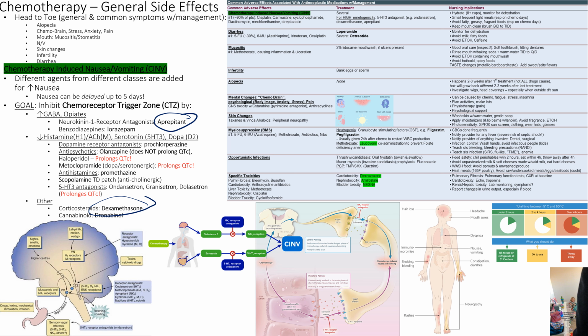And then what else? We have diarrhea. So there's significant ones that cause diarrhea, such as irinotecan there. And usually it's just loperamide. That's usually our go-to agent. Usually we send them home with a PO version so they can just use it at home.